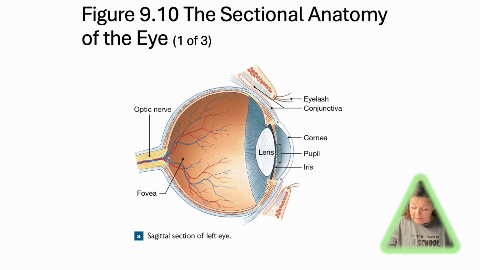So the cornea is going to get the nutrients and oxygen that it needs from the lacrimal gland that secretes our tears when we're overactive. But when we're not overactive, it's just secreting nutrients and oxygen for the cornea.